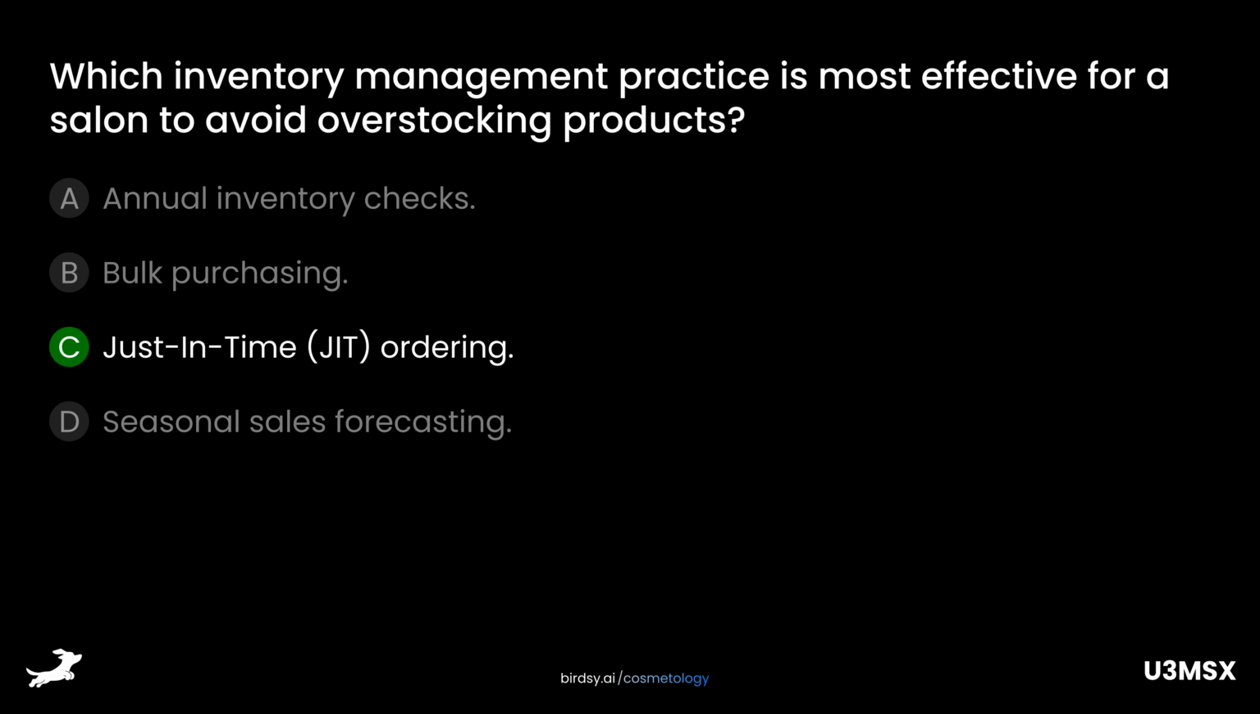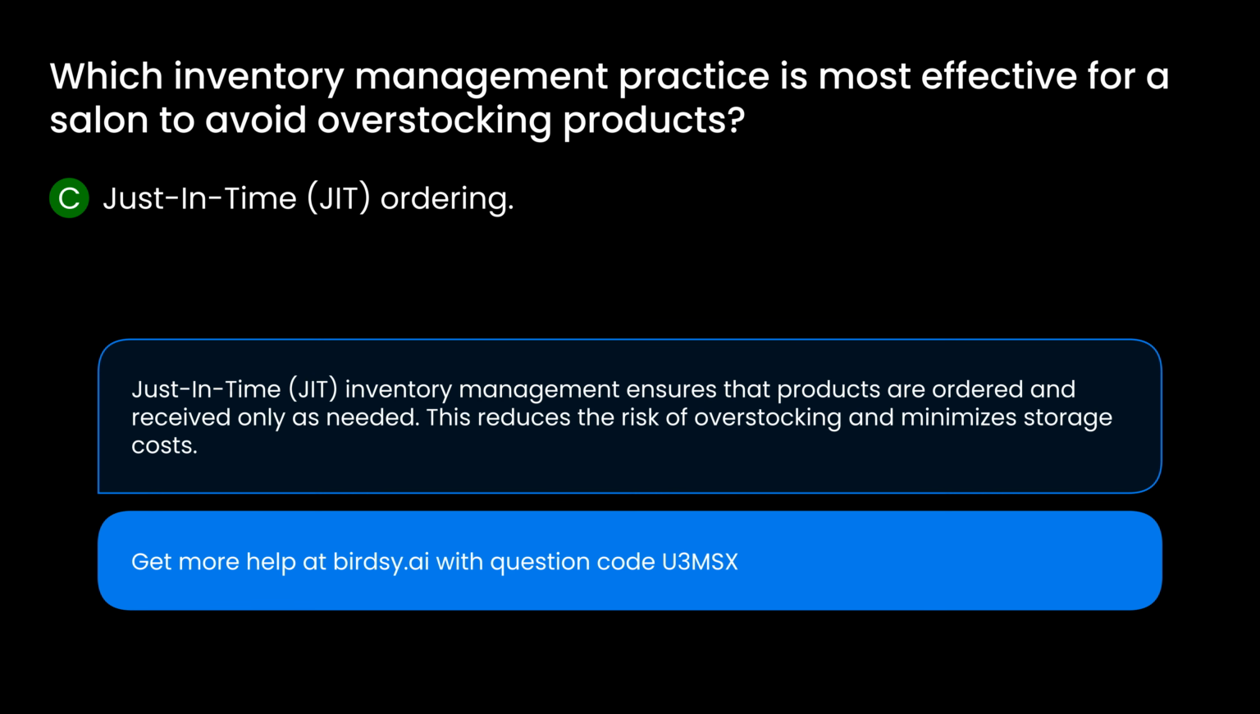Just-in-time ordering. Just-in-time inventory management ensures that products are ordered and received only as needed. This reduces the risk of overstocking and minimizes storage costs.